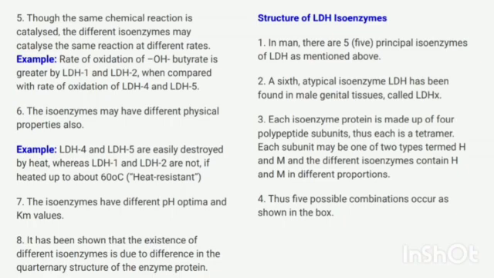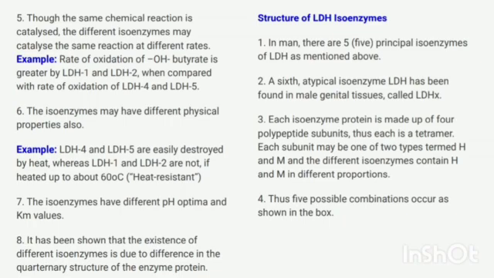Next point, the isoenzymes have different pH optima and Km values. And next, it has been shown that the existence of different isoenzymes is due to the difference in the quaternary structure of the enzyme protein. So we have to understand a little bit about the structure of LDH isoenzymes.